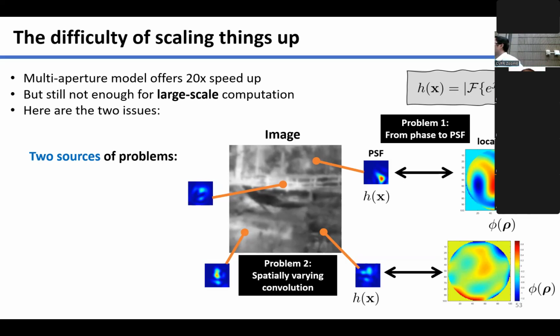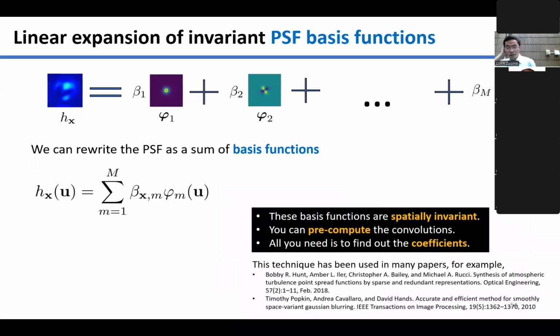So that's one. Another source of problem is that you need to blur your image using the point spread function. And now how many point spread functions do you have? You have a million of those. Then you need to blur them one by one. That is going to take forever as well, right? So how am I going to do that?